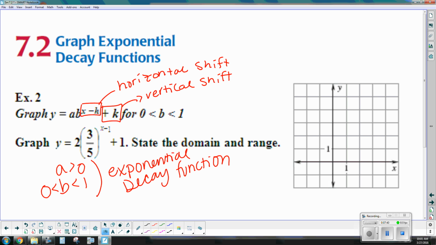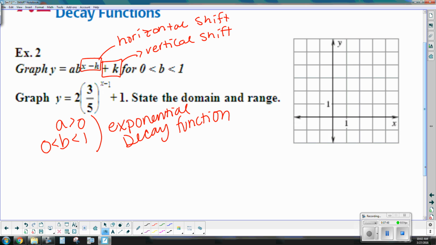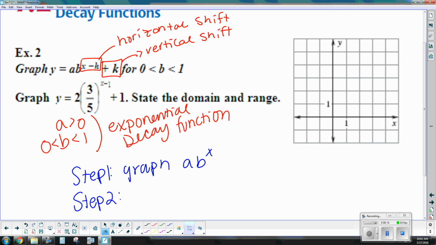So as our x values increase, our y values are going to get closer and closer to 0, but they're never actually going to reach 0. So when we do this, our first step is to graph the function a times b to the x power. And then our second step is to translate the points.